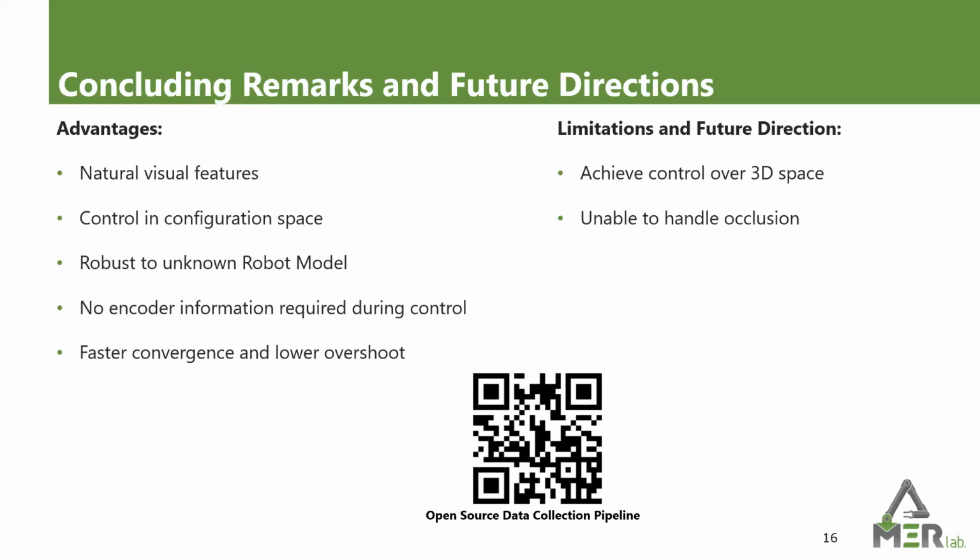To summarize, our proposed method used natural visual features without any markers to control the robot in configuration space. It is robust to unknown robot model and no encoder information was used during control. Our method is faster in transient response with lower overshoot compared to the state of the art. The QR code has the link to our open source data collection pipeline. As a future direction, we need to work on controlling the arm in 3D Cartesian space and also handle occlusion during control.